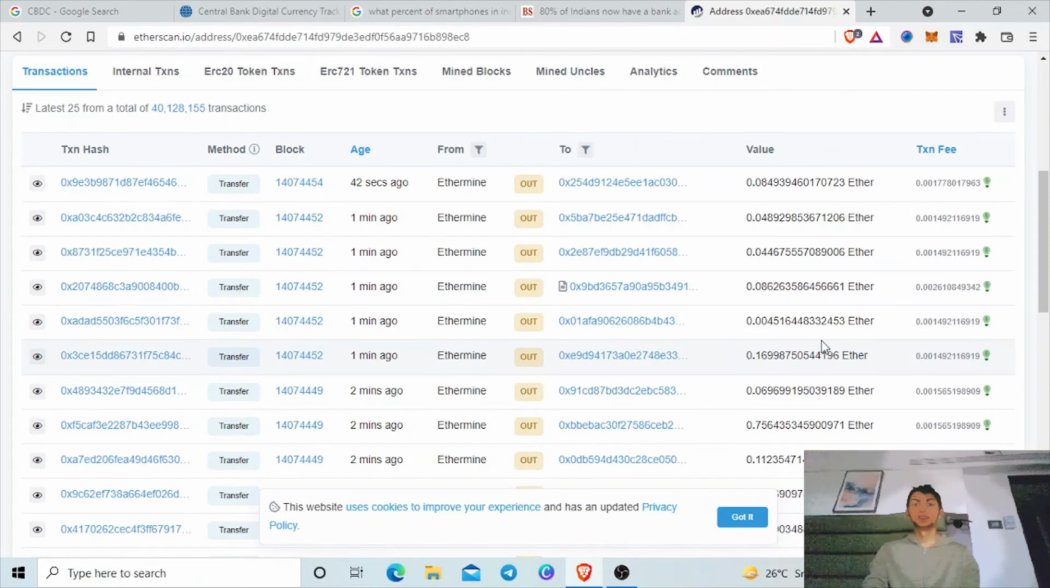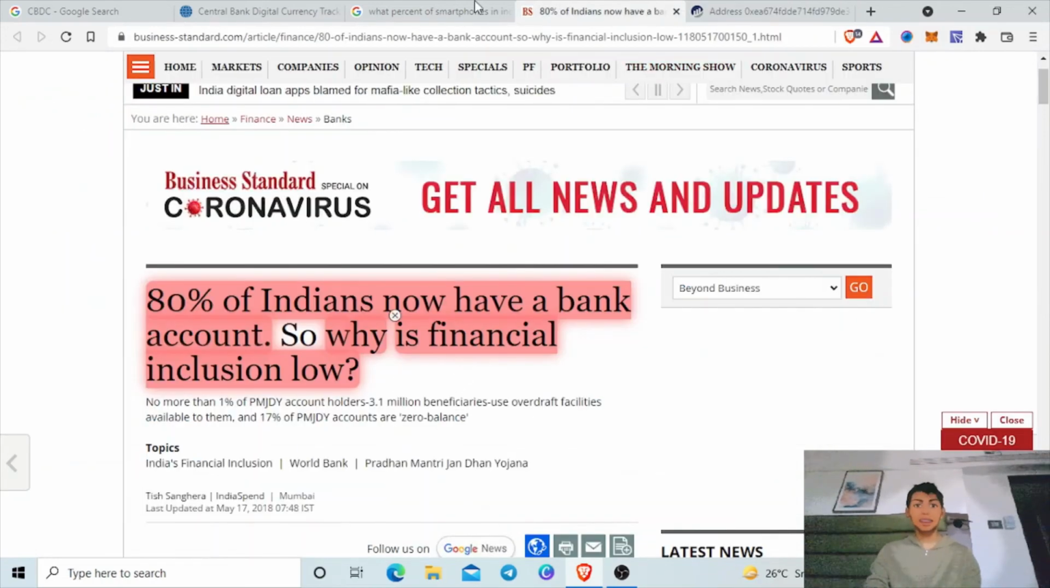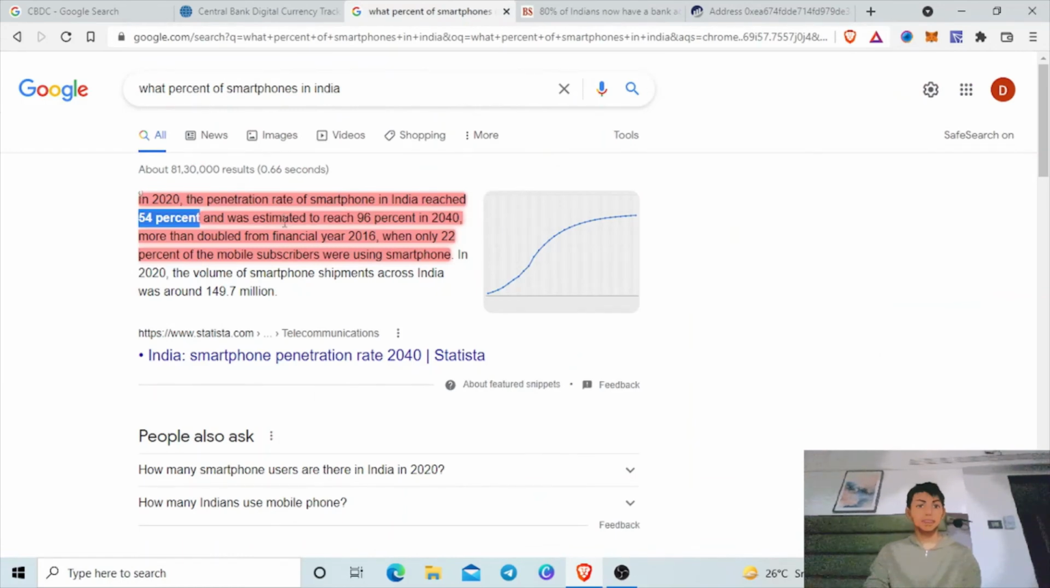Yeah, so one other problem that I can think of with adoption of CBDCs is the low penetration of smartphones in India. Right now, only 54% of Indians have access to a smartphone. So if you don't have a smartphone, how will you download a wallet? And if you don't have a wallet, how will you be entitled to receive CBDCs? So this smartphone penetration needs to increase before mass scale adoption can be reached for CBDCs.